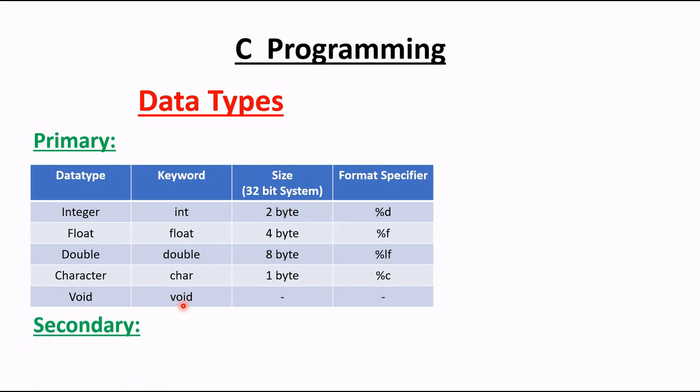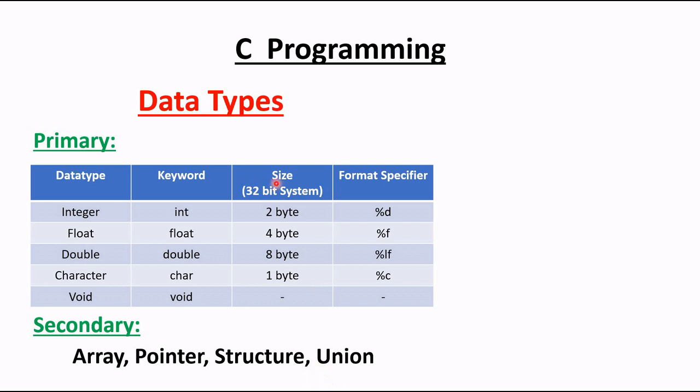And the next one is secondary data type. In secondary data types there are array, pointer, structure, and union. Every concept I will discuss one after another. So now I will just leave all these 4 concepts. After a few videos I will discuss all of them.